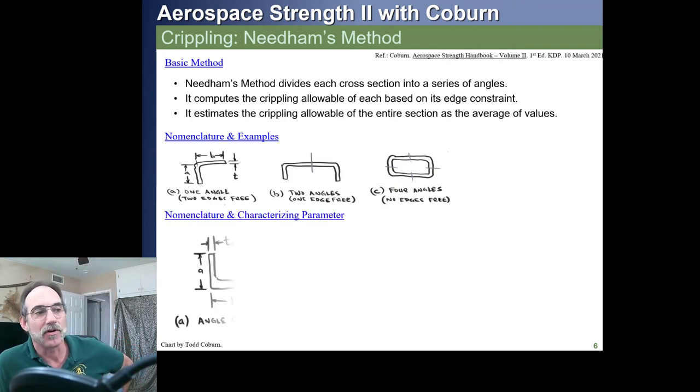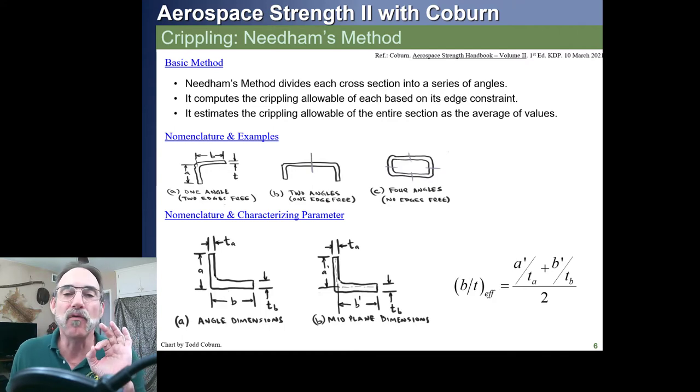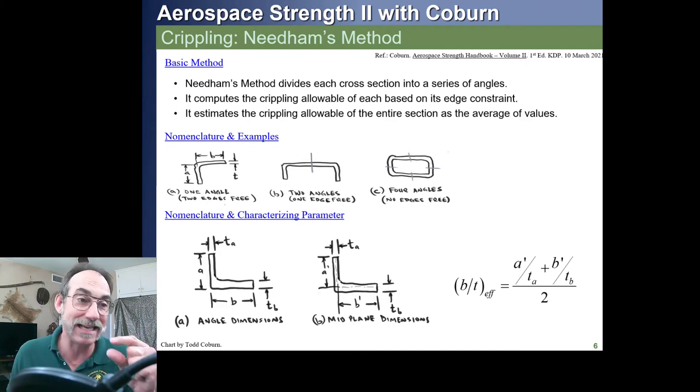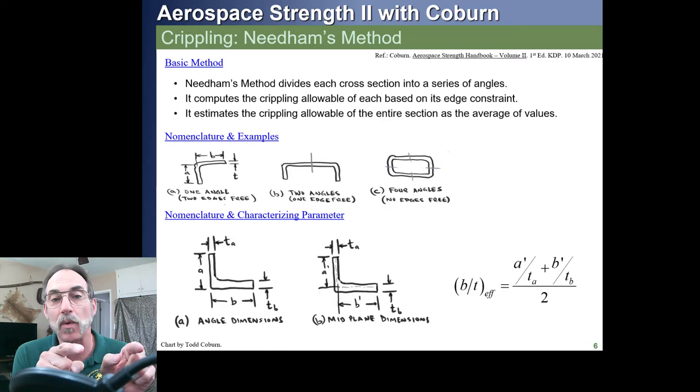So to look at our nomenclature further, what we're going to do first is cut our member up into a series of angles. Then we're going to need to define the nomenclature. So if we have an angle dimension like we see in figure A with dimensions A, B, thickness of A, and thickness of B, then we're going to turn that into effective flange lengths, A prime and B prime, which go from the free edge to that midplane value. And then we're going to define the parameter B over T. Now, if the flanges are the same length and the thicknesses are the same, then you can just take one flange length B divided by one flange thickness T, and that's the B over T parameter. However, if these flanges are different lengths or if they have different thicknesses, you can use this equation here, which will give you the effective B over T ratio.